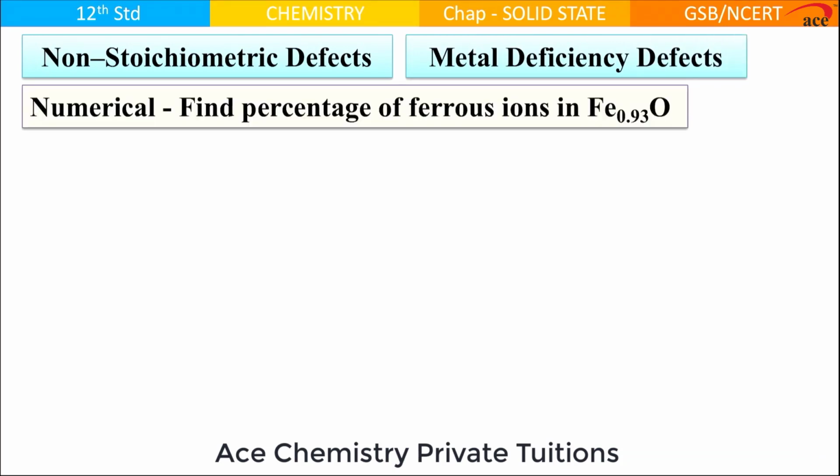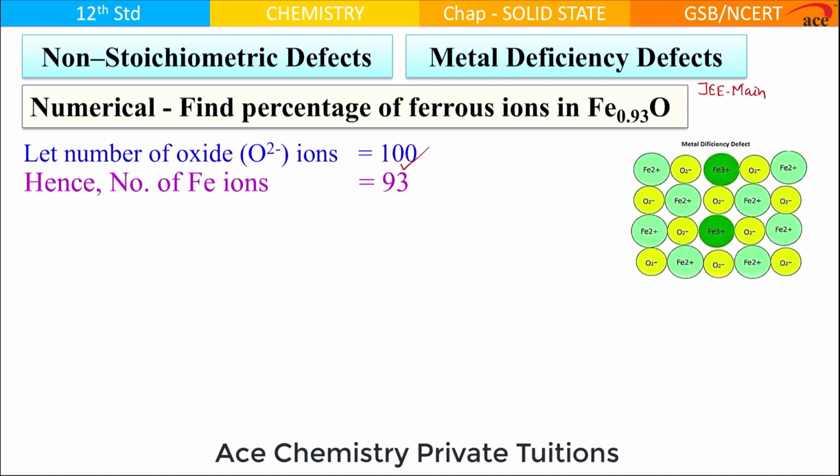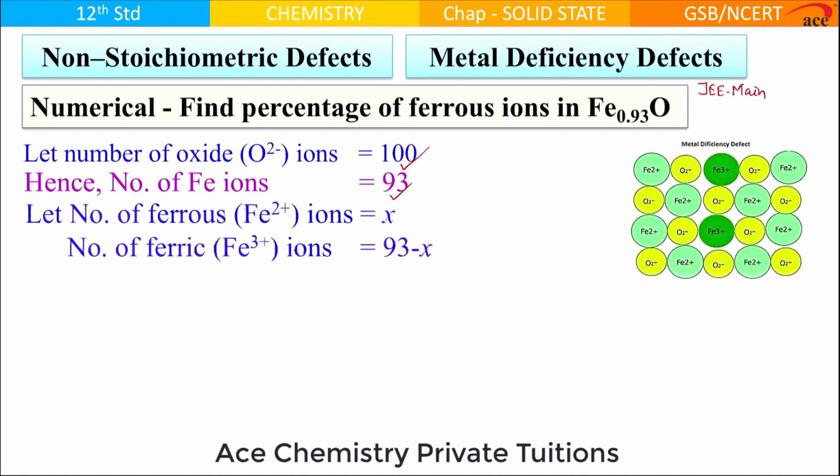To understand this better, we will try to do a numerical. Find the percentage of ferrous ions in Fe0.93 O. This numerical has already been asked in the JEE Main examination. Let the number of oxide ions be 100. Then what will be the number of Fe ions? 93. But you know that Fe ions here are ferrous as well as ferric. Let ferrous ions be x. Therefore, ferric ions will be 93 minus x.